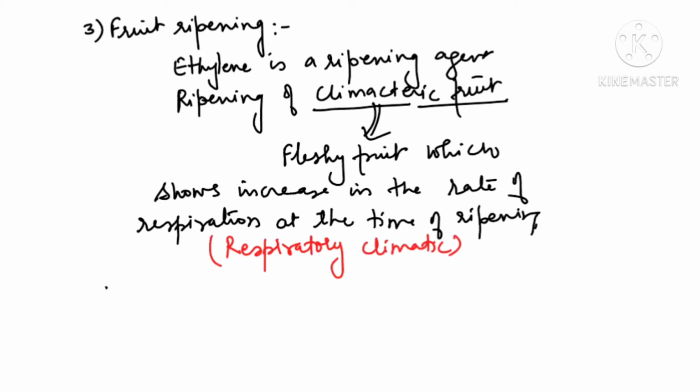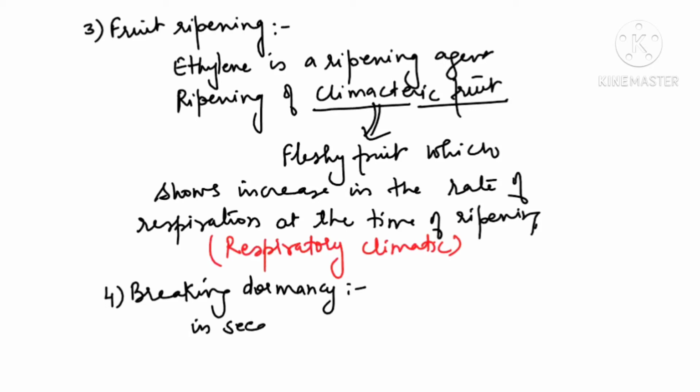Now the next important function is that it helps in breaking the dormancy of seeds and buds. Dormancy is a condition in which a seed is not able to germinate because of some internal factor. So it breaks dormancy in seeds, in buds, and also it helps in the germination of peanut seeds.